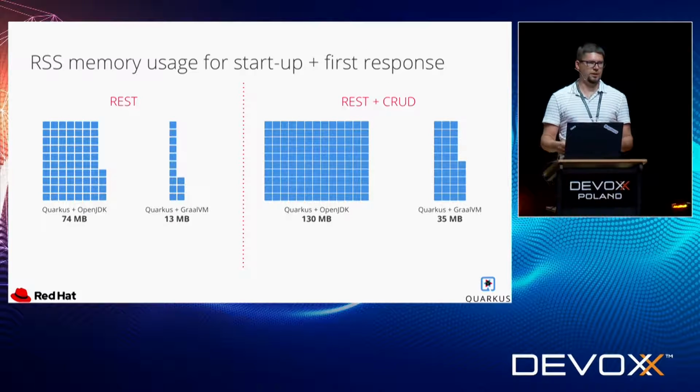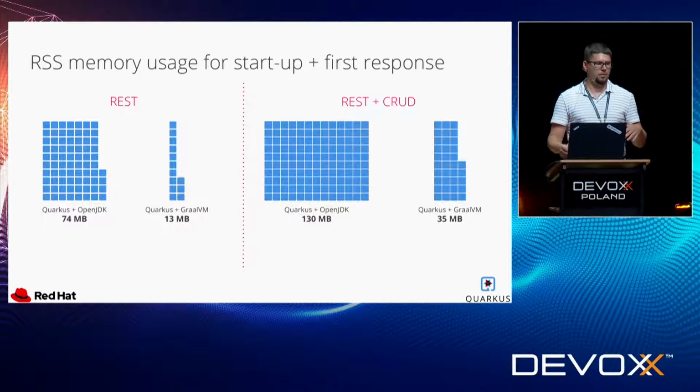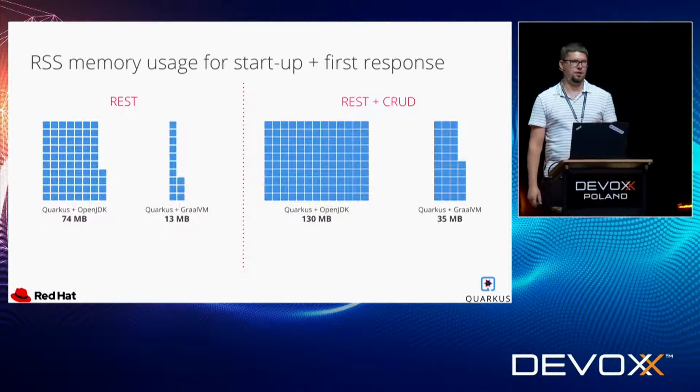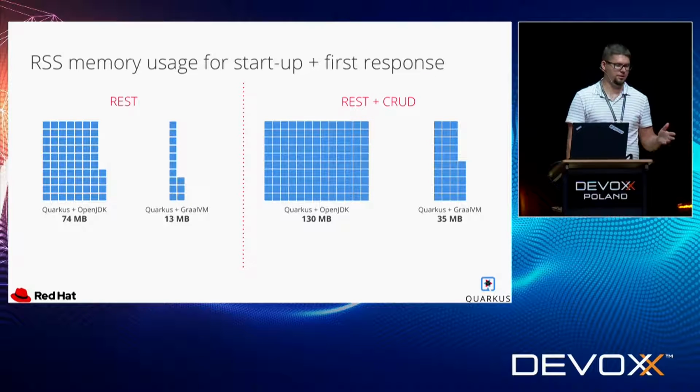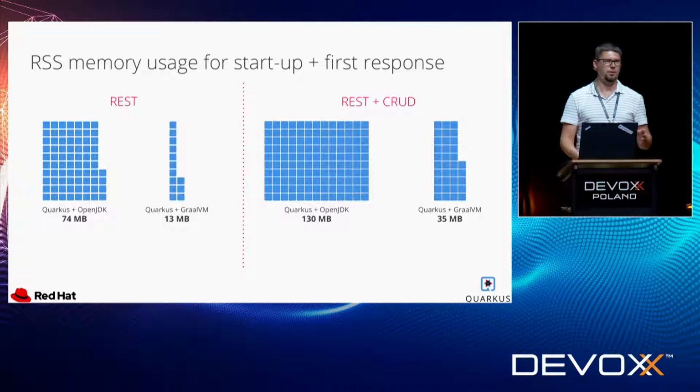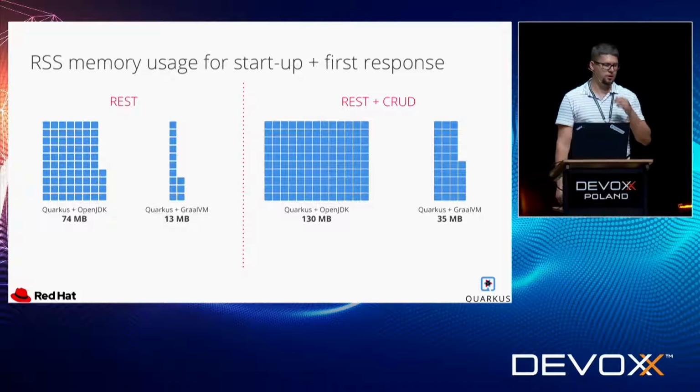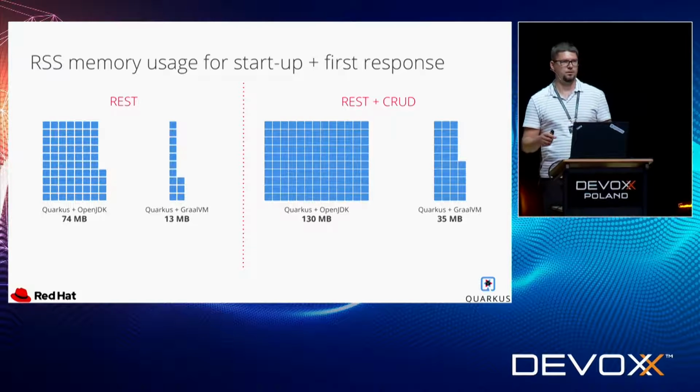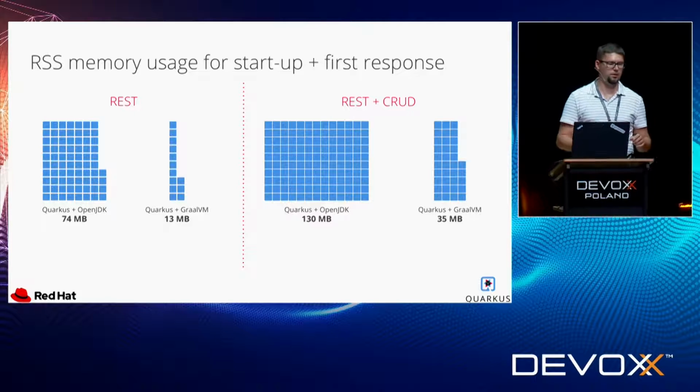The measurements were made for a simple REST application, and the Quarkus application that just exposed REST was able to fit into 74 megabytes of memory. That's quite good for a JVM, and this is on JVM, so probably better than most of the other frameworks. But if you compile this application to a native binary, you will be able to fit it into 13 megabytes of memory. So quite impressive in my opinion.